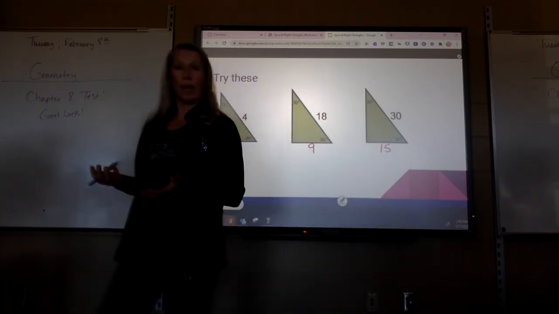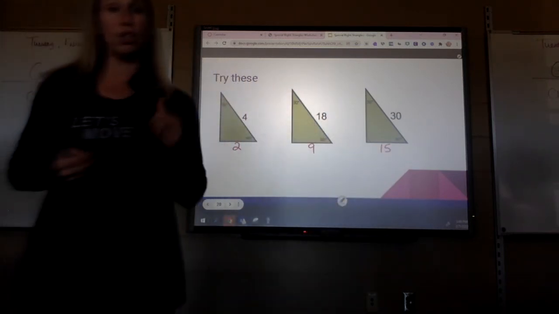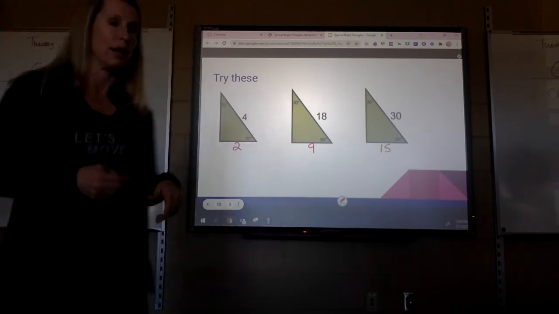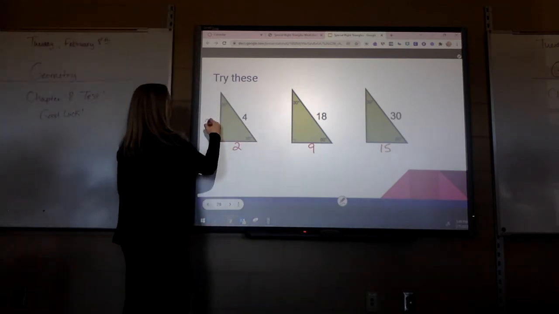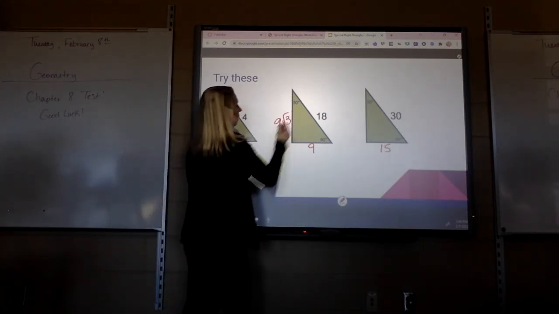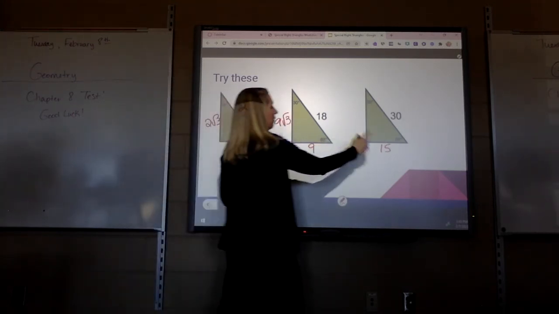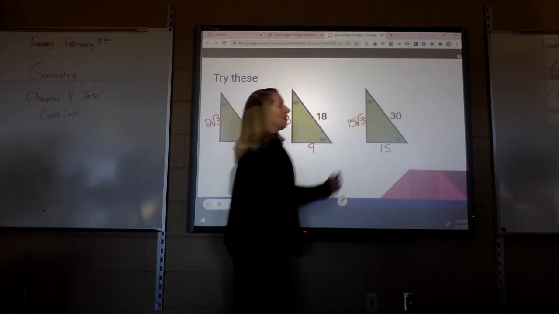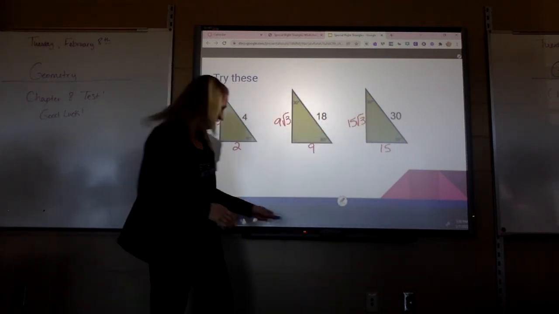Once you know the short leg, the long leg is just the short leg times radical 3. So 2 times radical 3, 2 radical 3. 9 times radical 3, 9 radical 3. 15 times radical 3, 15 radical 3.